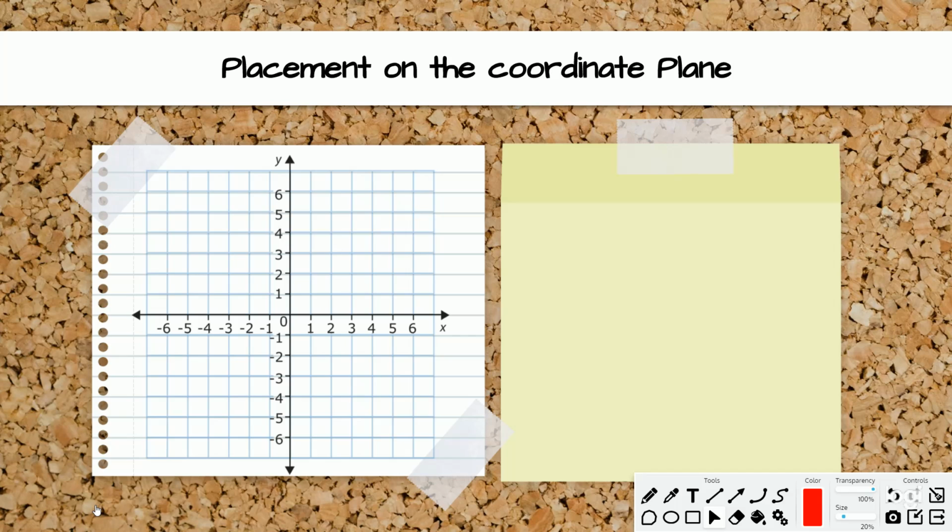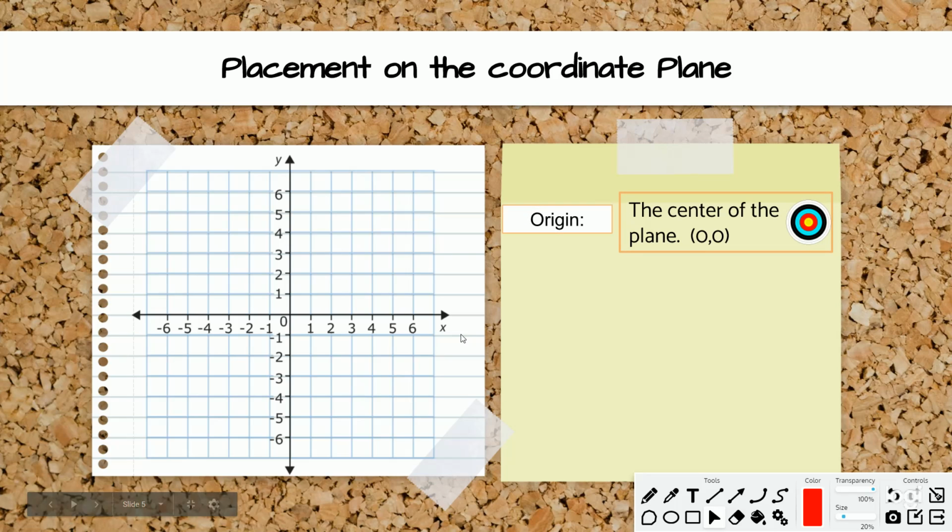All right, this is the last part of our notes for today, and it's placement on a coordinate plane. So it's going to talk about the different parts of our coordinate plane here. So we've already gone over the x and y axis, and then now we need to go over what is called the origin. The origin is the center of the plane.